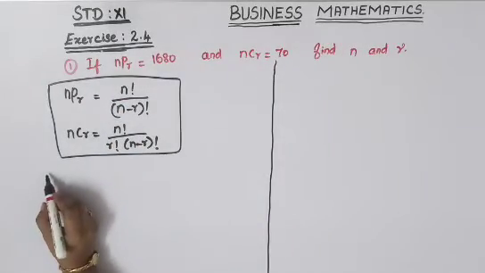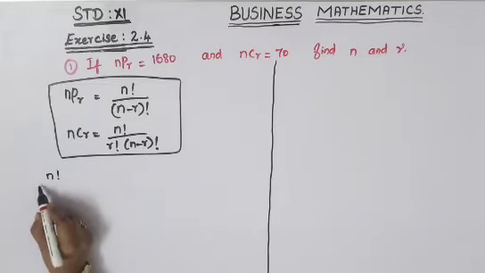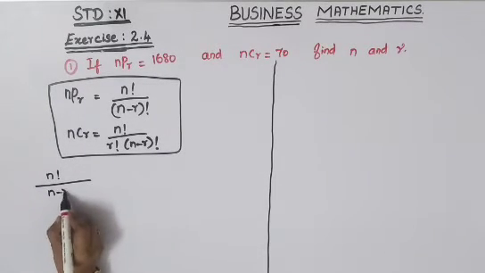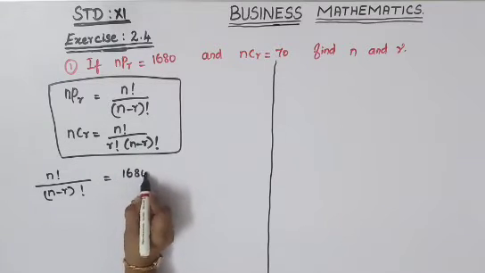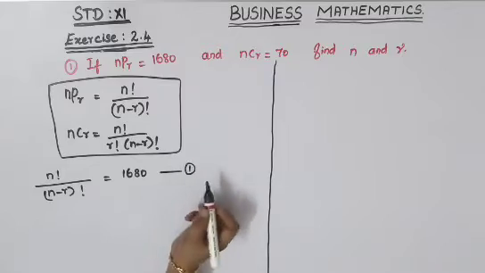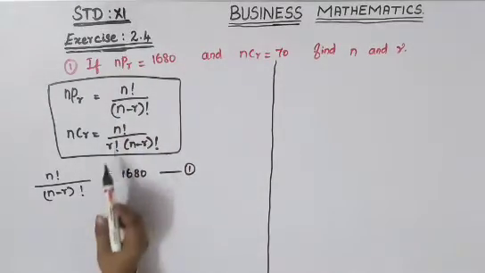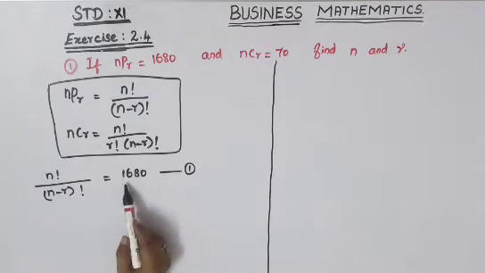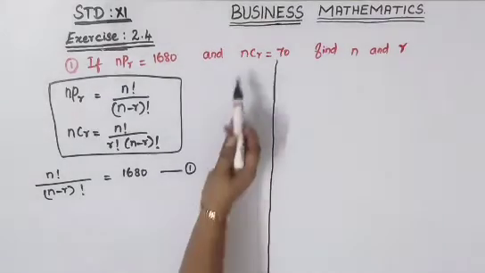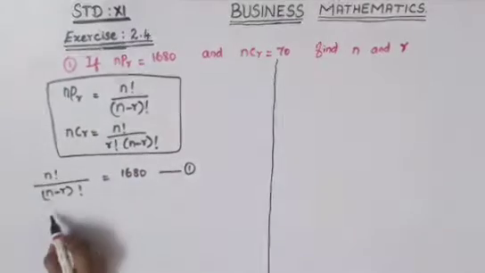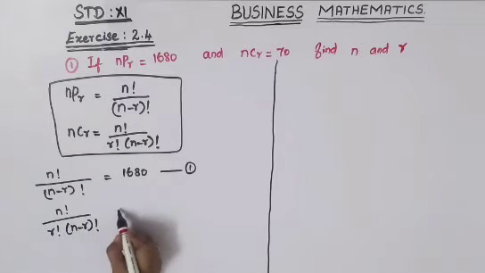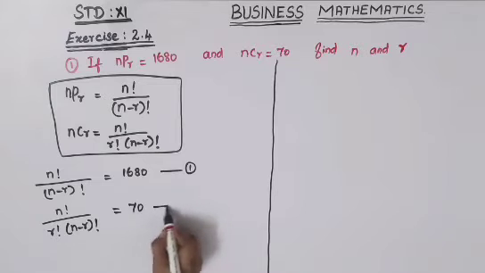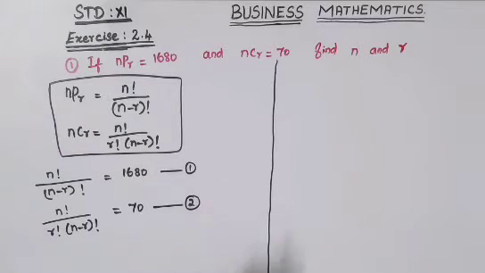First, nPr is there, so n factorial divided by (n minus r) factorial is equal to 1680. We'll mark this as the first equation. Next, nCr is 70, so n factorial divided by r factorial into (n minus r) factorial is equal to 70. We'll mark this as equation 2.